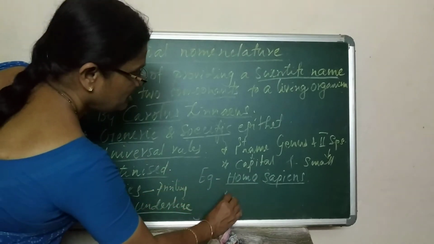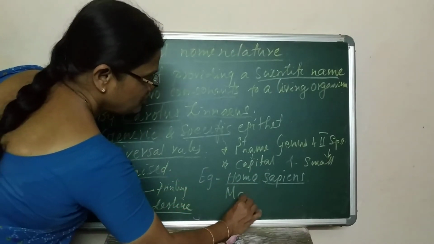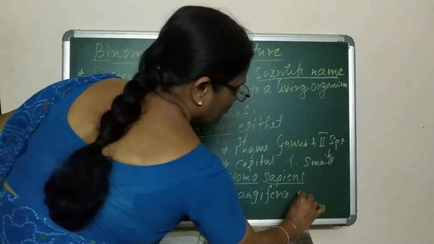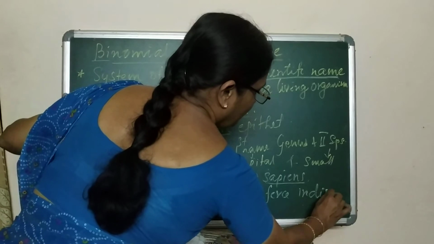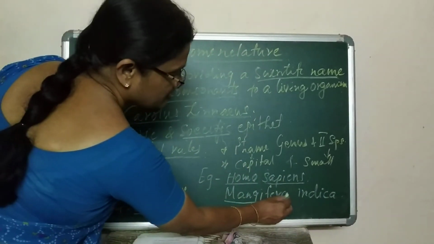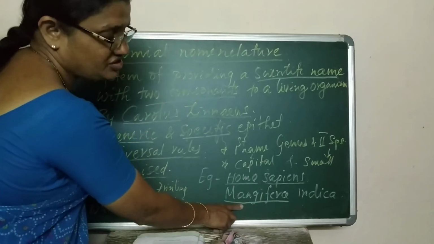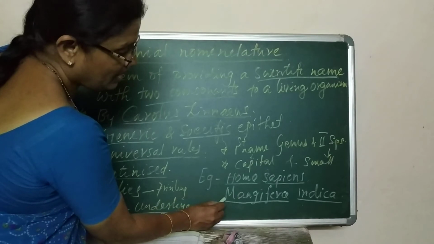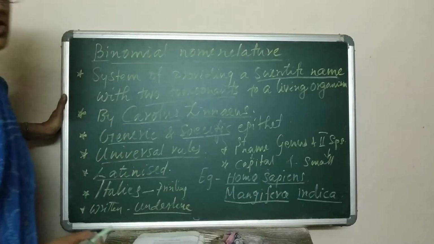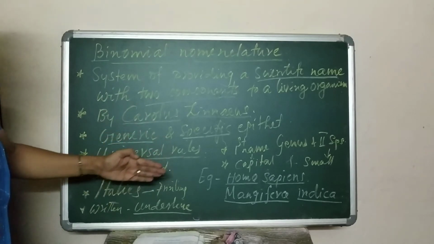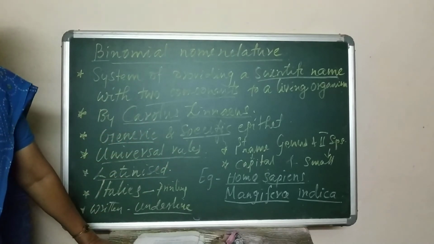Another example, in the case of plants, is Mangifera indica. Here also two components are there. Mangifera is a single name, the genus name, and indica is the species name. One starts with a capital letter and the other with a small letter. So these are some universal rules for writing a scientific name.